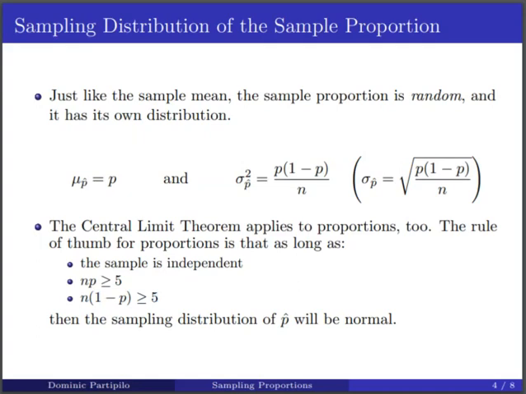Now, the only problem with this is that most of the time we don't know what the population proportion actually is. So in that case, we'll just have to substitute this p with p hat to check our conditions. And if those conditions are all met, then the sampling distribution of p hat will be normal.